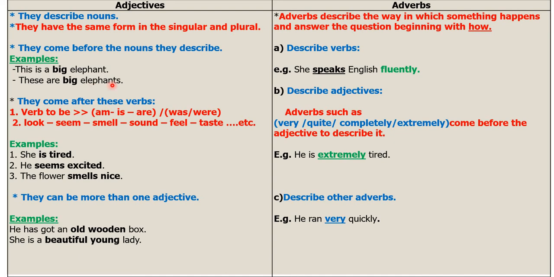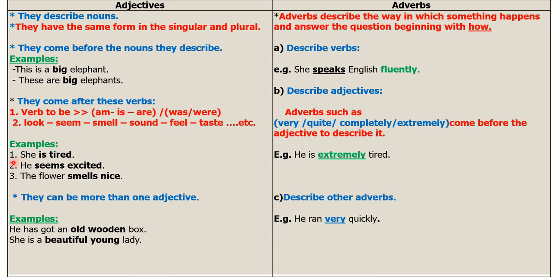Okay, what about the second position? They come after these verbs. The most important verb is verb to be. Of course you know that it can be am, is, or are, and in the past form can be was or were. So whenever I have verb to be and I have an adjective, the adjective comes after verb to be. And we have other verbs like look, seem, smell, sound, feel, or taste. If we have an adjective and one of these verbs, we put the adjective after this verb.